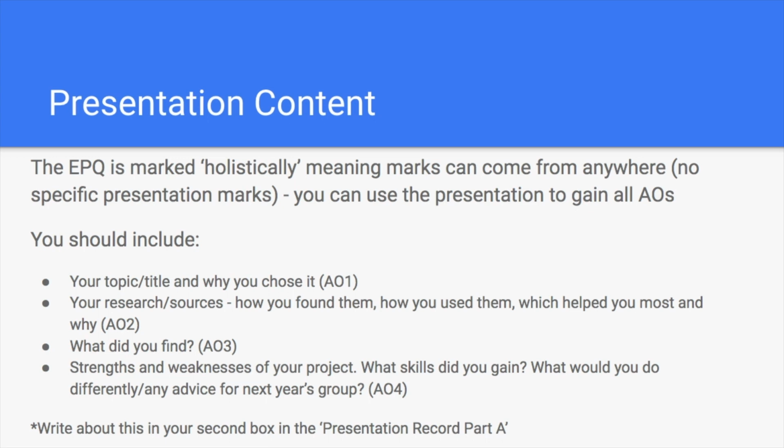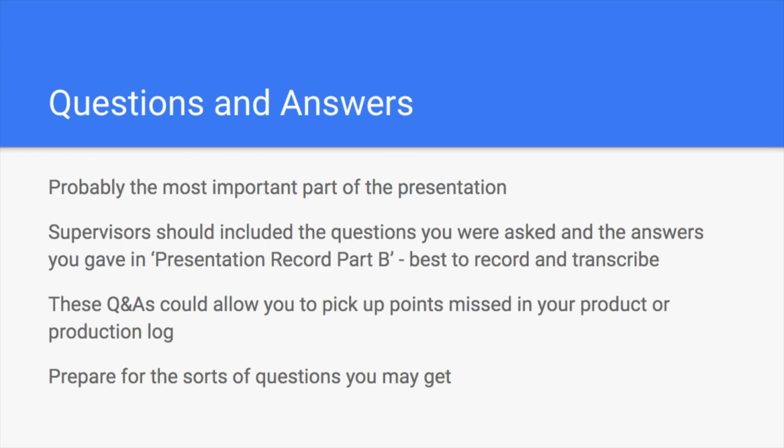And in the second box of the presentation record, part A, you need to be talking about your content. What are you going to talk about? Why? How? And that's again the evidence that you've conducted this presentation. I mentioned before that the question and answer section is really important, and it is. So obviously you've done all that, you've planned your 10 minutes, you've got your slides or whatever it may be, you know who you're talking to. You give your presentation.